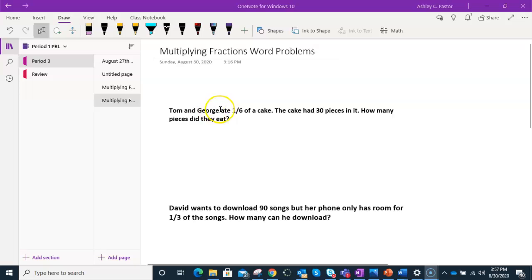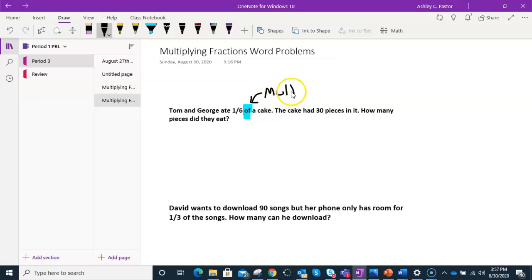It says Tom and George ate 1/6 of a cake, and the cake had 30 pieces in it. How many pieces did they eat? Okay, the first thing I need to recognize is this word "of." You need to understand the "of" in a word problem and in mathematics. Of means multiplication. So here, this right here means multiplication.